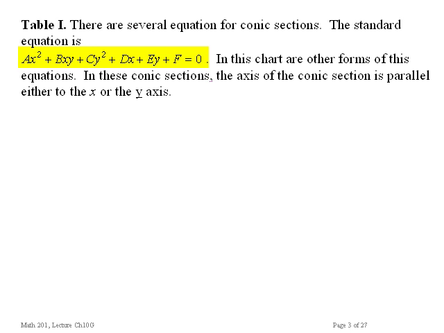The B term, the cross term with the coefficient B, if that is 0, then the conic section will either be parallel to the x-axis or parallel to the y-axis. If B is not 0, the conic section might be rotated.